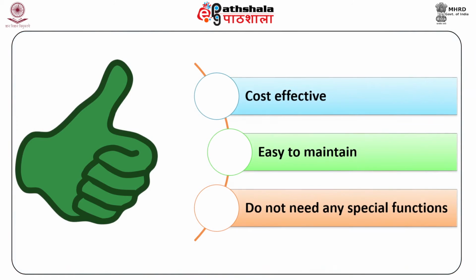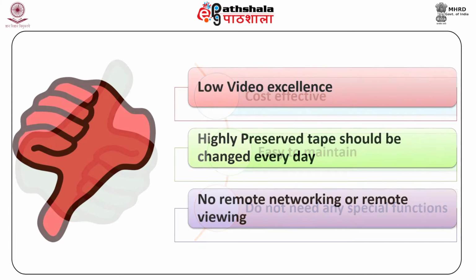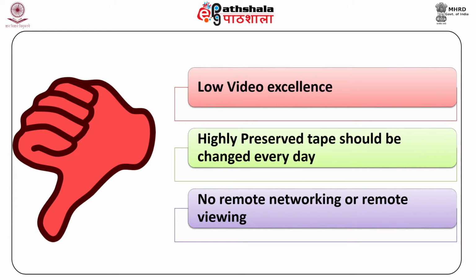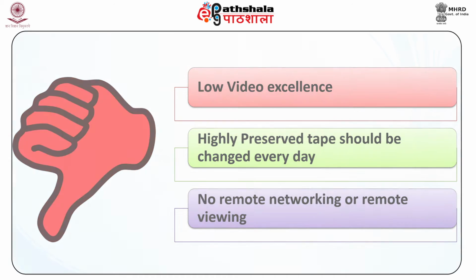The only way we can view more than one camera on a TV in a split screen mode is by using a multiplexer that will receive all the pictures from the cameras and split them on the monitor signal. Benefits and advantages: the system is very cost effective and easy to maintain. It does not need any special functions. Now the limitations: low video quality compared to the digital systems. Tapes should be changed every day. The VCR CCTV system does not have the ability for remote networking or remote viewing.